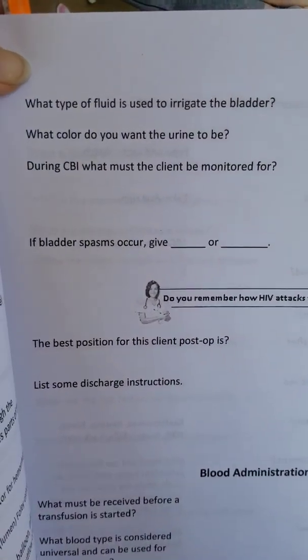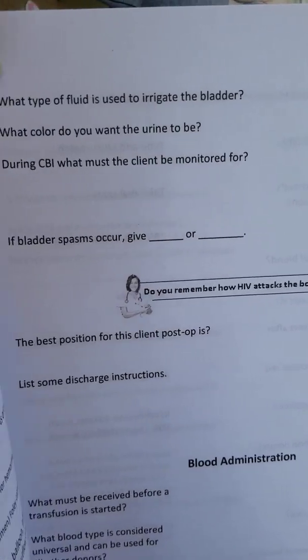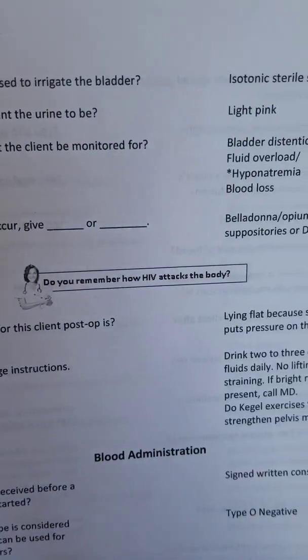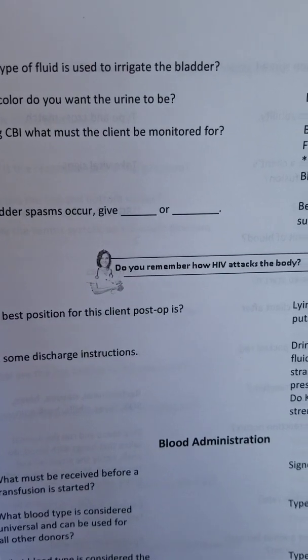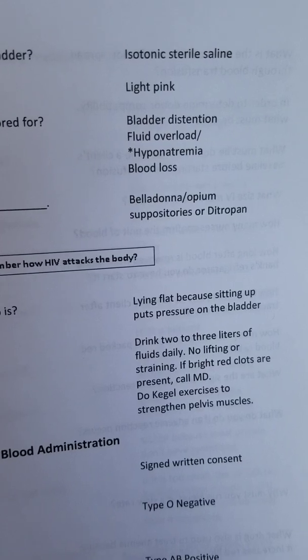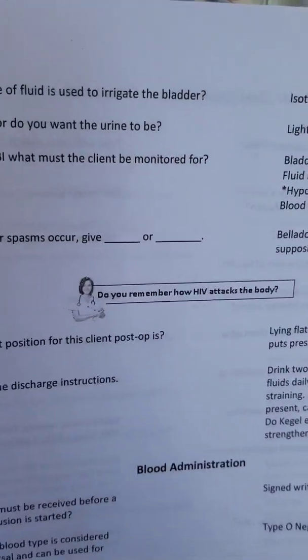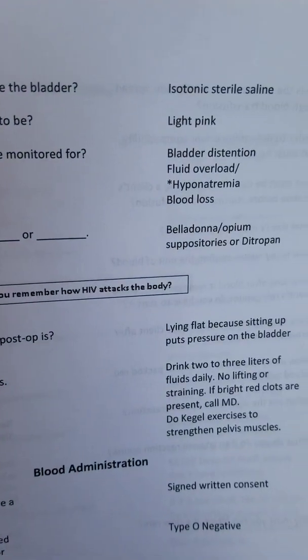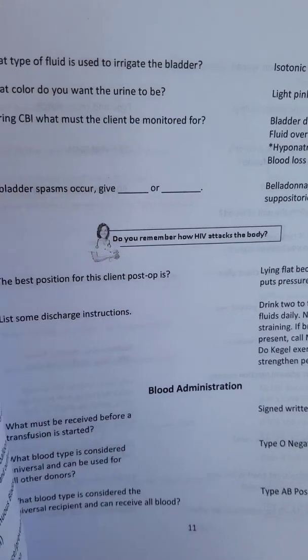What type of fluid is used to irrigate the bladder? Isotonic, sterile saline. You want the color of the urine to be light pink. During CBI, continuous bladder irrigation, monitor the client for bladder distension, fluid overload, hyponatremia, which is low sodium, and blood loss. If bladder spasms occur, give belladonna or opium suppositories or Ditropan.